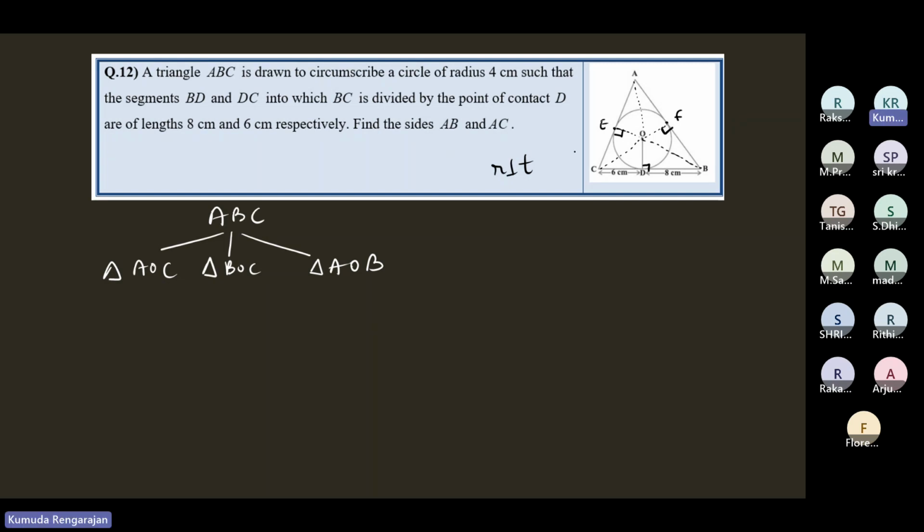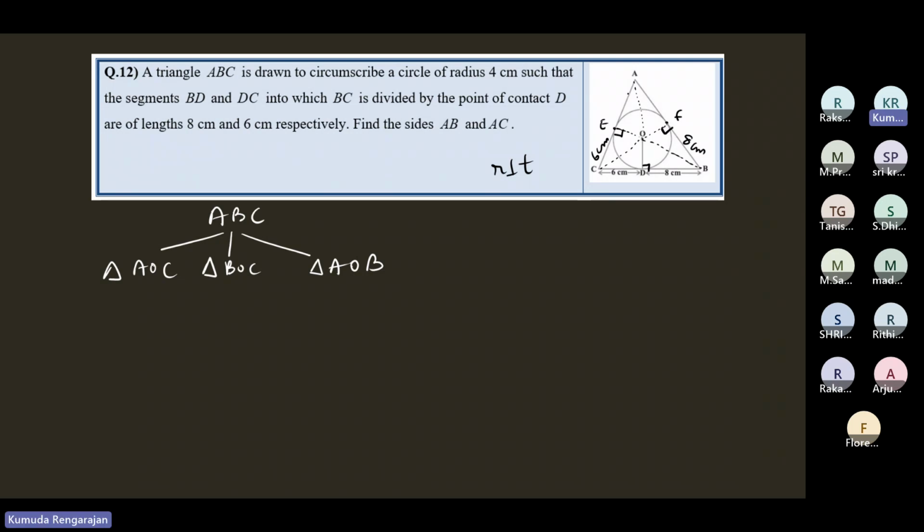So since tangents from an external point of the circle are equal, Tanishka, if CD is 6 centimeters, which is the other line segment which will also be 6 centimeters? CE, ma'am. CE also will be 6 because tangents from an external point of the circle are equal. Then if BD is 8, which is the other line segment which is 8? BF is 8, ma'am.